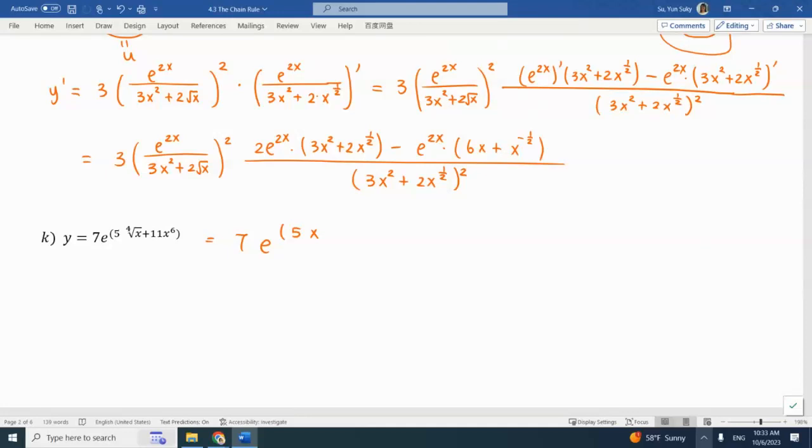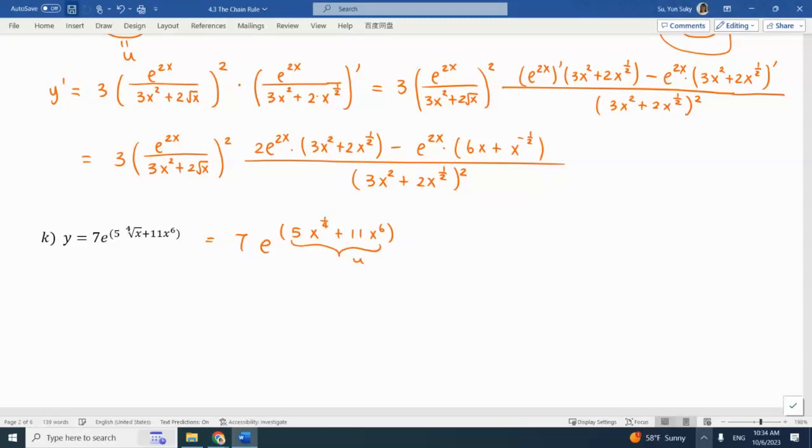What's 5x to the 1/4, and then plus 11x to the 6? Everybody, we look from the outside to the inside. You see, we get 7 e to the something. This is a composition function, e to the something. Since we only have the formula e to the x, if it's not x, then we need to change the composition function. So we let this be u.